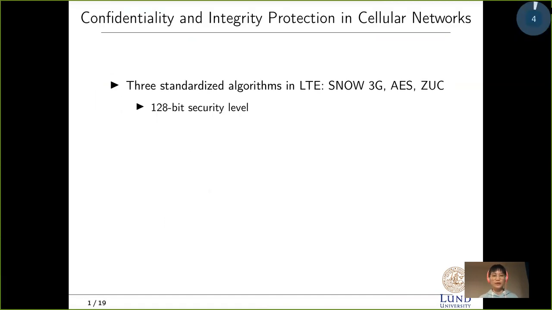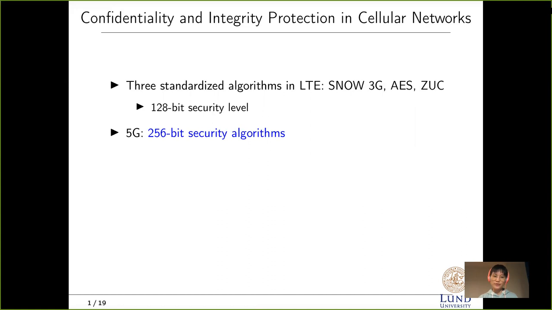I'd like to give some background about the confidentiality and integrity protection in cellular networks. So in LTE, there are three standardized algorithms for the confidentiality and integrity protection, which are SLOW-3G, AES, and SOC. And they are all used for 128-bit security level.